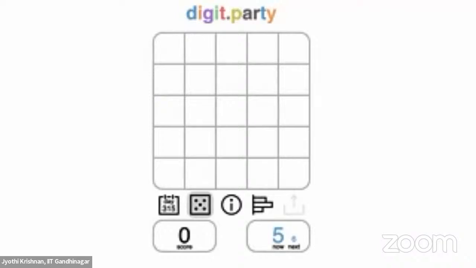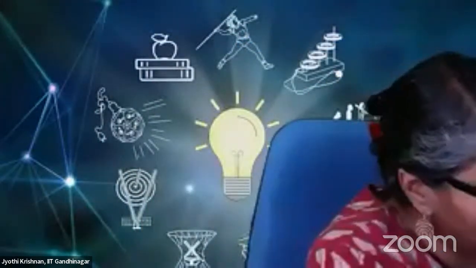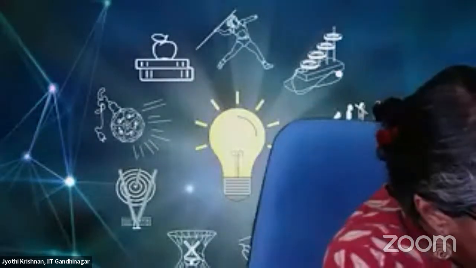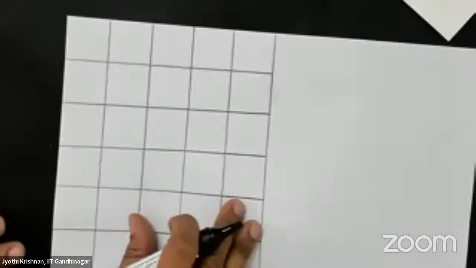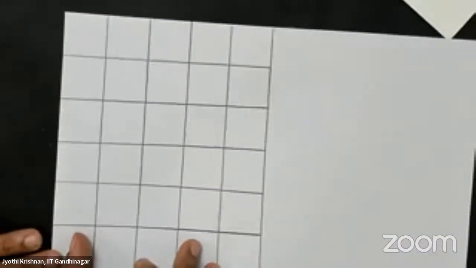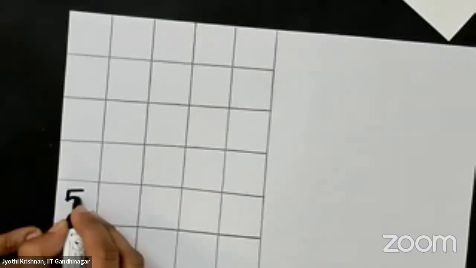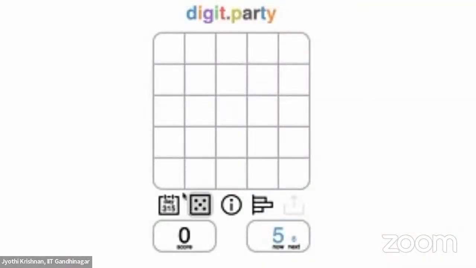Okay, so the first number is going to be a 5. So in my grid, anywhere, I can write a 5. So you should all go ahead. The first number I have is a 5 and I can write it anywhere on this grid. I think I will put it here. Don't do what I do. Put it anywhere you want.